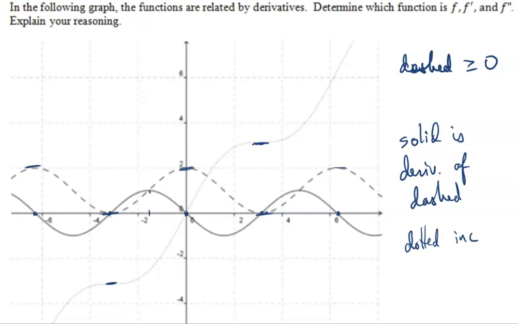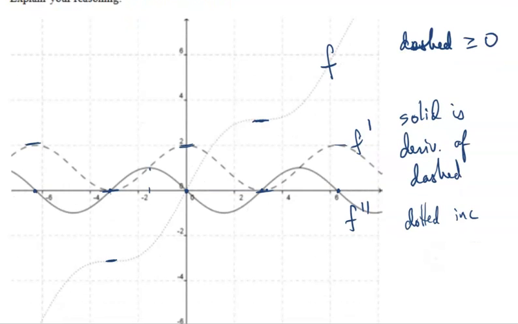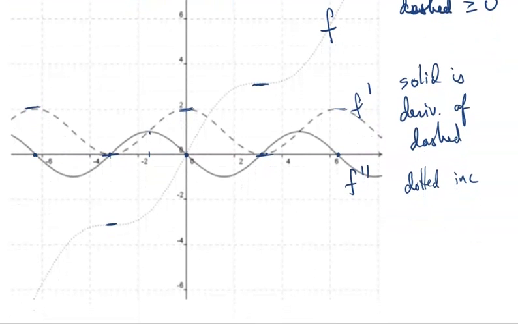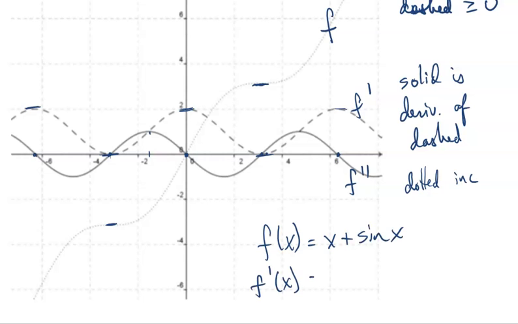Okay, so I'm going to say that this is my graph F, this is my graph F prime, and this is the graph F double prime. Okay, did you get the same thing I did? In case you are wondering what these actual equations are, the graph of F is x plus sine x. The graph of F prime, the dashed one, is 1 plus cosine x, the cosine graph shifted up 1. And then F double prime of x is negative sine x. So we picked it correctly.